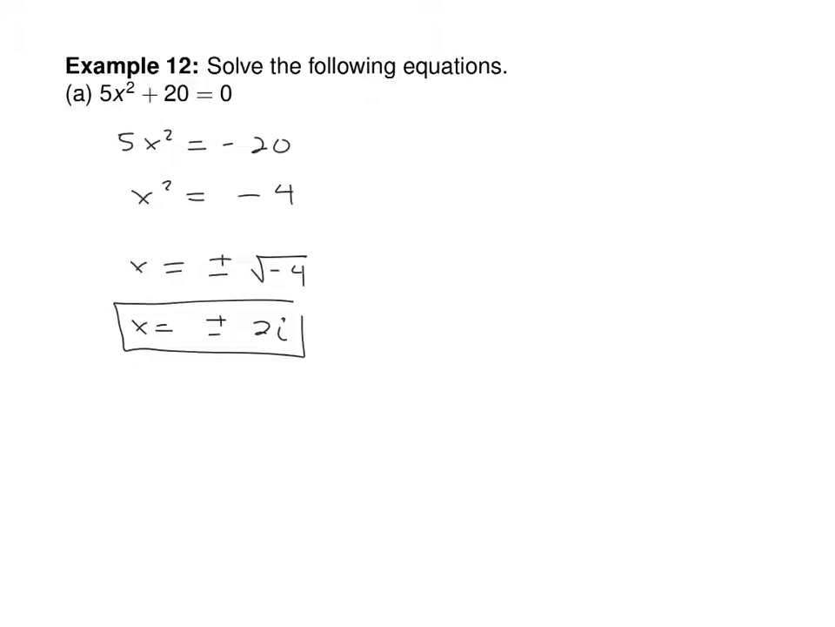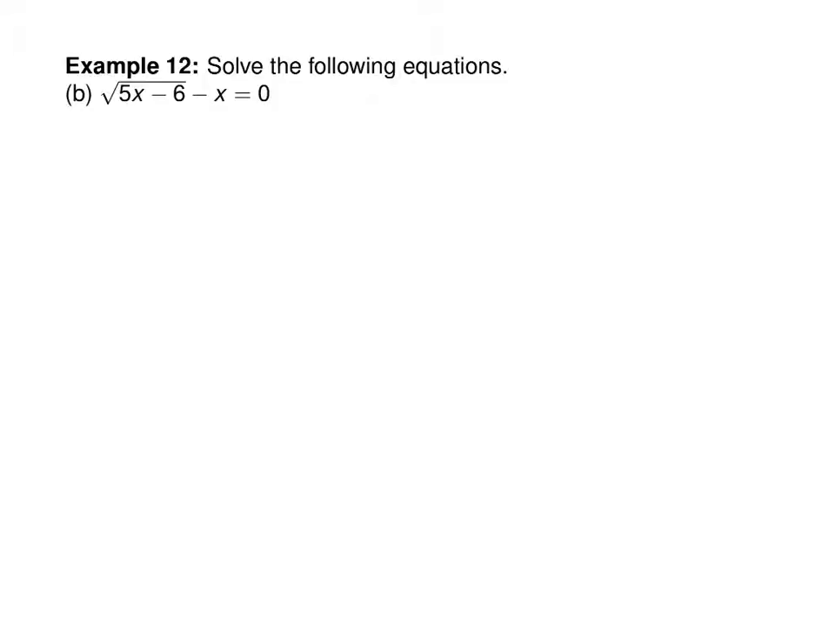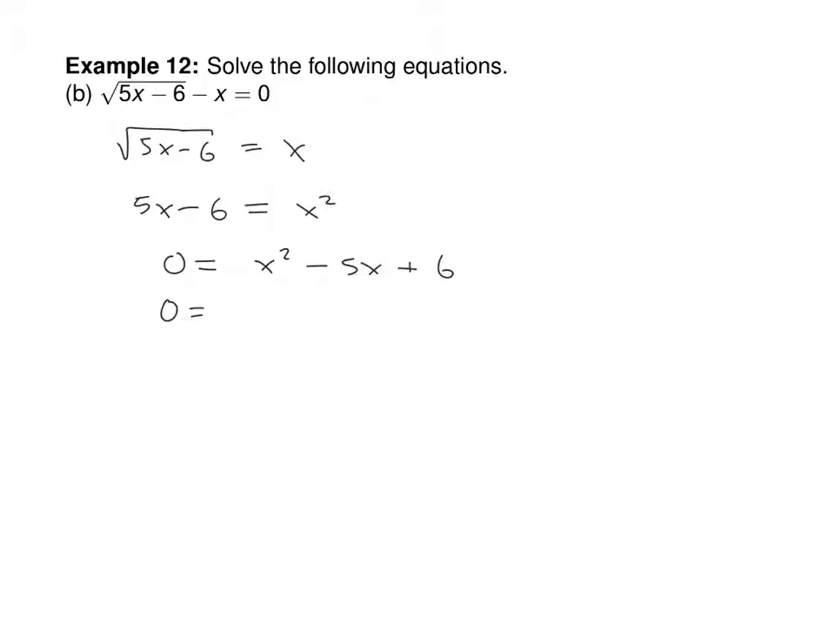All right. How about this one? Square root. Great, move the x over. And then what do you do to both sides to get rid of the square root sign? Square it. So 5x minus 6 equals x squared. So I'm going to put all the stuff from the left onto the right. So 0 equals x squared minus 5x plus 6. Man, that thing came up a bunch of times in this test. x minus 2, x minus 3. So what are your answers?